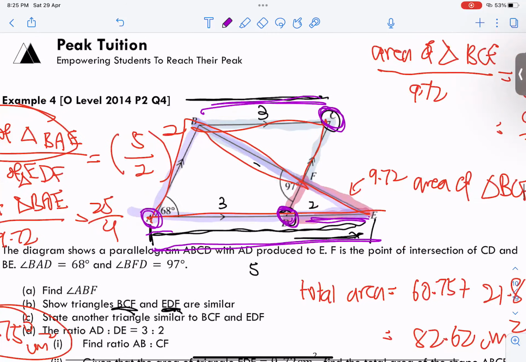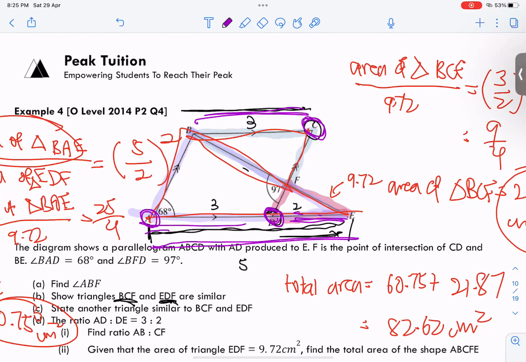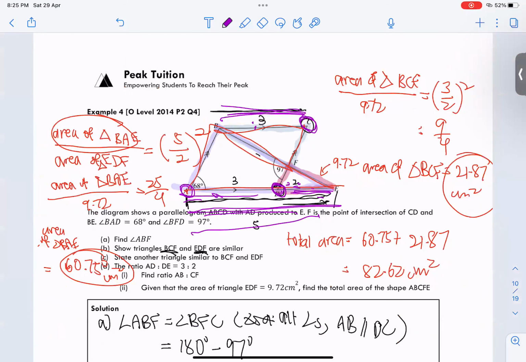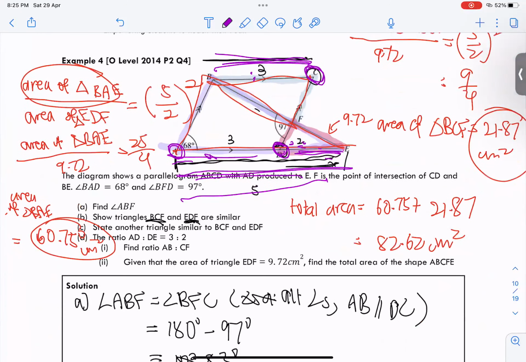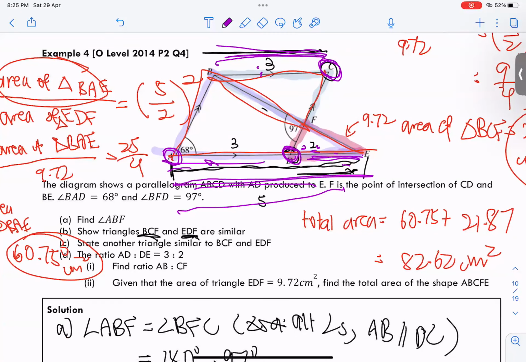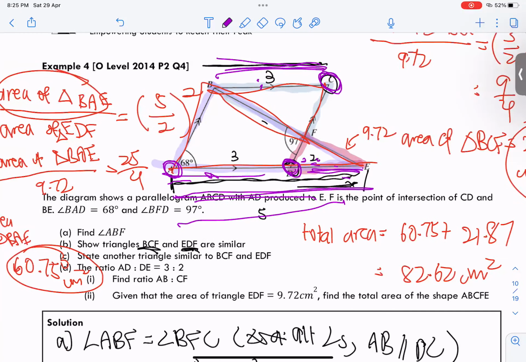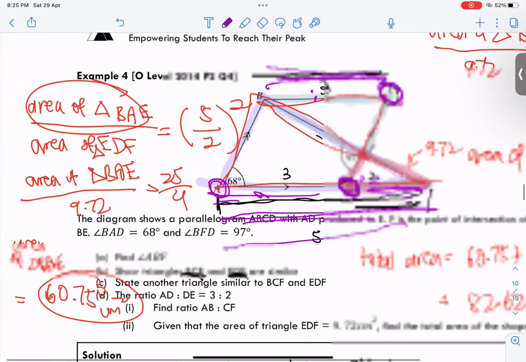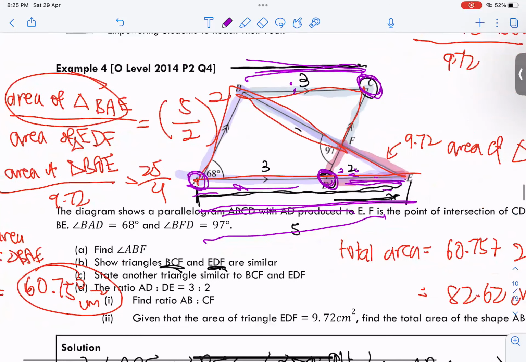So this is 3 parts, 2 parts, total 5 parts. Then this one, since these 2 are equal, is 3 parts. So you know this is 3 to 2, and this one is 5 to 2. Okay. Oh, this feels quite confusing. Maybe I can go through it with you later after the class.